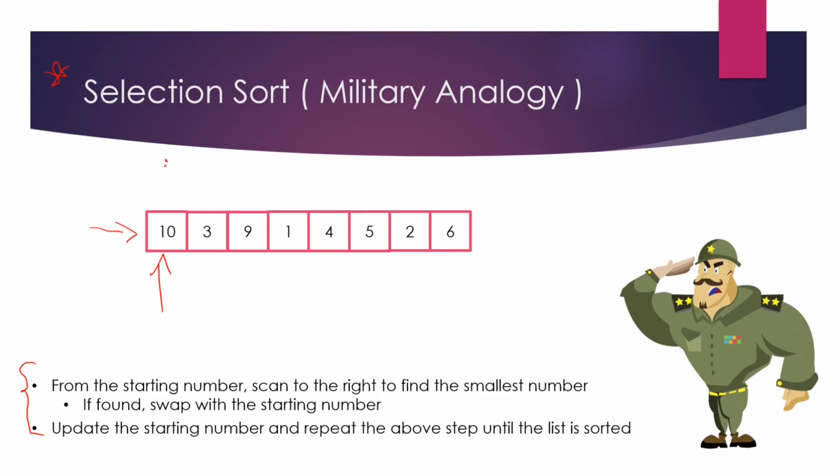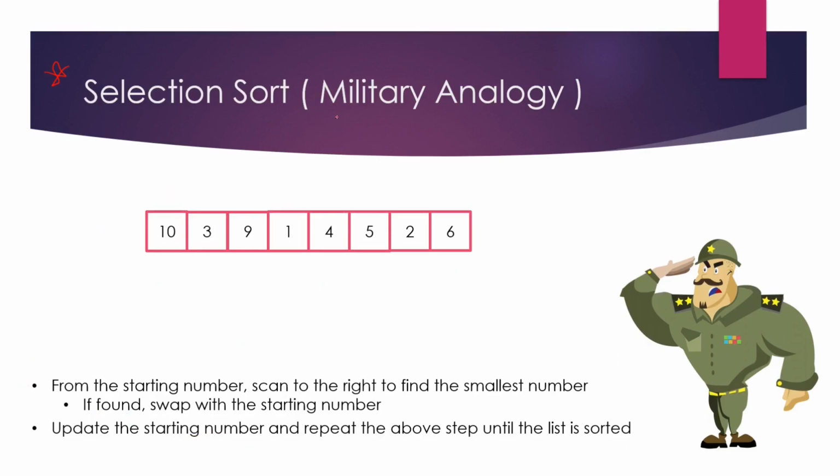Since this is the first slot, you have to find the smallest number in order to fit it in. So let's say I'm scanning to the right according to the algorithm, and the smallest number you found is X. If you found it, you swap it with the starting number. So I swap X with number 10. Now X is on the front. After that, you update the starting number, and number 10 is our starting number. So we move to number 3 as our next starting number. And you repeat the same step until the list is sorted.